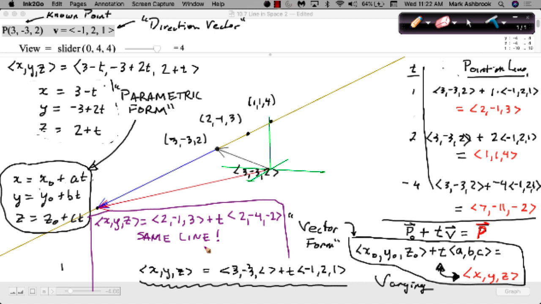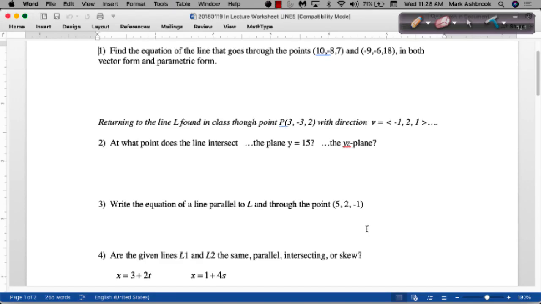Okay, any questions? So the sheet I gave you, I want you to turn to the side that says, find the equation of the line at the top. Number 1, find the equation of the line.